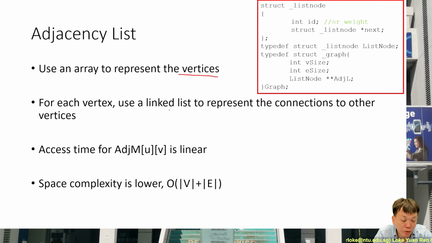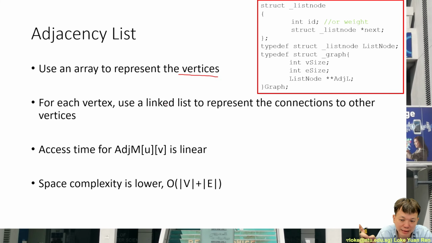Then, not surprisingly, if you want to use this adjacency list to assess whether A and B are connected or not, for example, to check whether two nodes are adjacent, the search time will be linear, because you need to search the whole linked list to check whether they are connected. But the advantage is that the space complexity is probably lower. Later I will explain why.